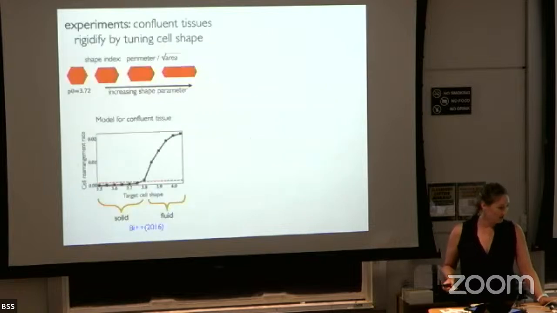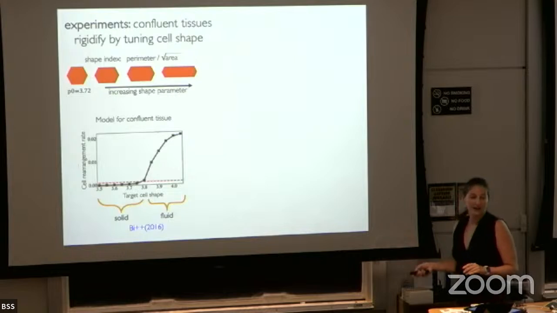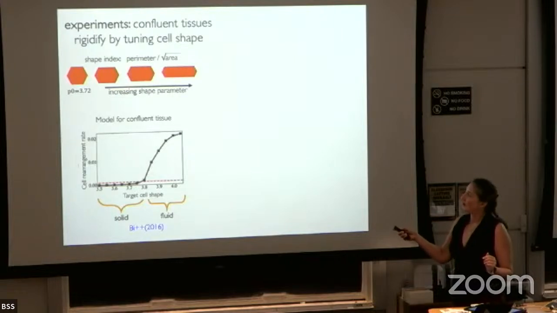Okay, so the first thing is I just wanted to show you a picture, because I'm bad at drawing these things on the fly. These are different values of this shape index, the perimeter to area value. If I have larger values of the perimeter to area, those look like pancakes or something. And then I get more and more rounded. And if I'm a perfect hexagon, I have a value of 3.72.